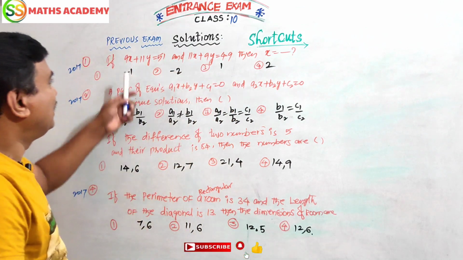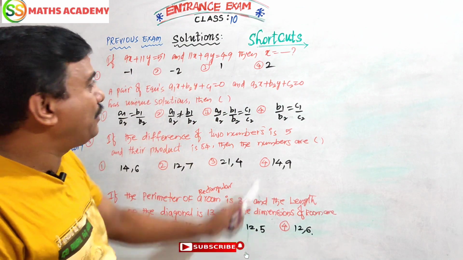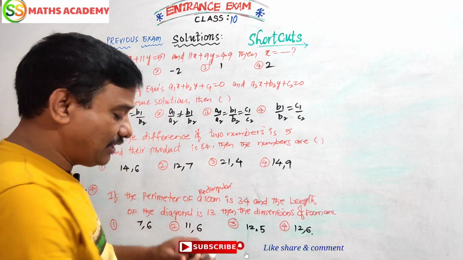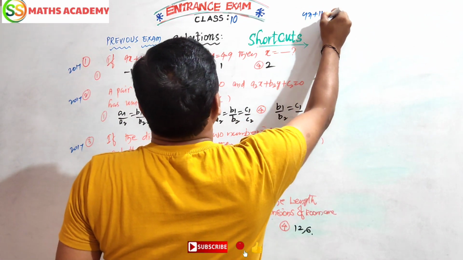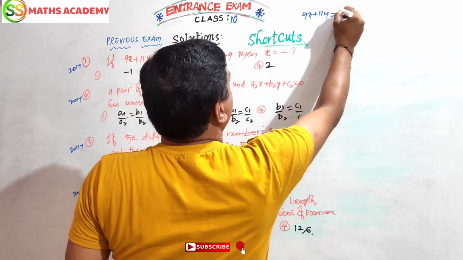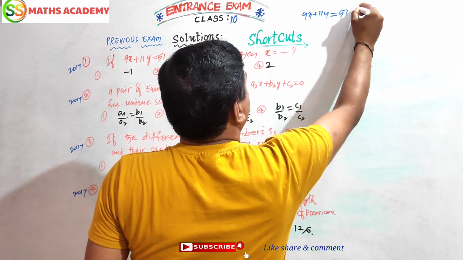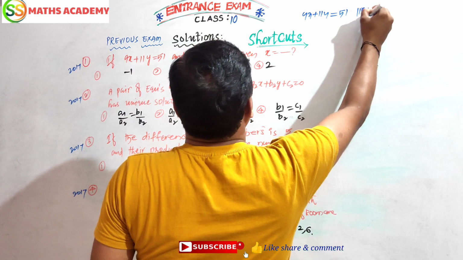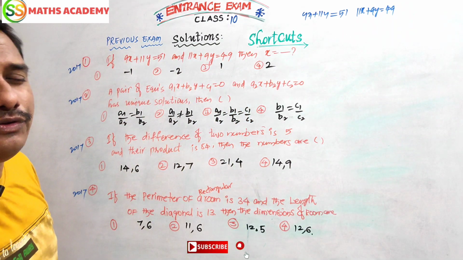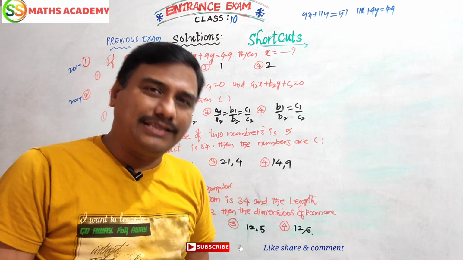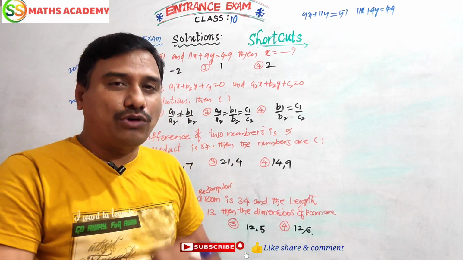Now come to the point. Two pair of linear equations are given. Find the value of x. Let us write what is given. 9x plus 11y equals 51. 11x plus 9y equals 49. These are the equations. If you find the x value, we have to equalize the x coefficients.